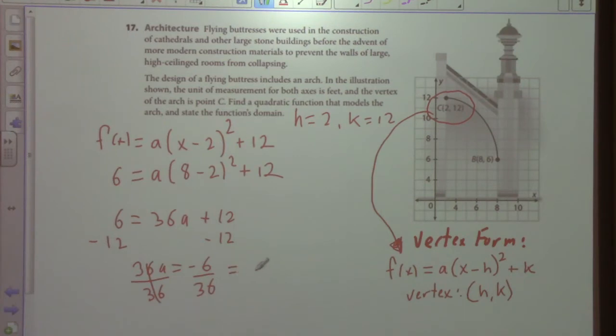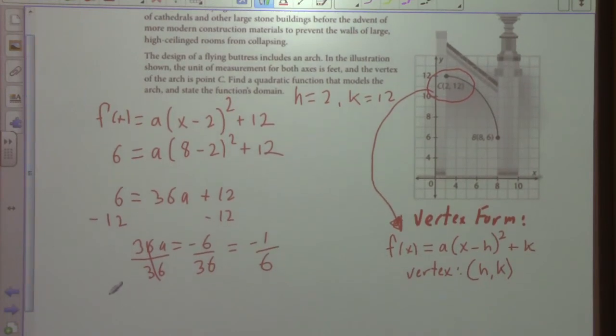So you're going to get negative 1/6 once you simplify, right? So now do we have an equation that works? Yeah, we're right down here. So that would be f of x equals negative 1/6, and we have x minus 2 squared plus 12. So that's going to be it.